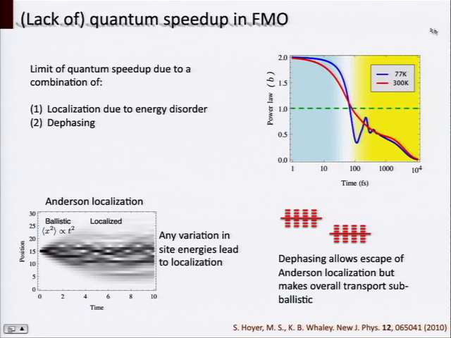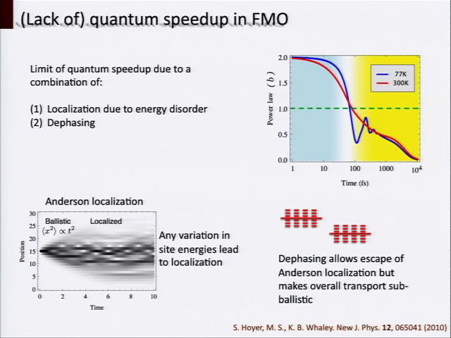So if you didn't have the dephasing, this would go from 2 and rapidly drop down to 0. Right? So the effect of the dephasing is to push it back up, but it still doesn't push it back up to 1. So it's actually sub-ballistic all the way through after 70 femtoseconds. So we think this is a pretty convincing argument for there is no quantum speedup in this system.